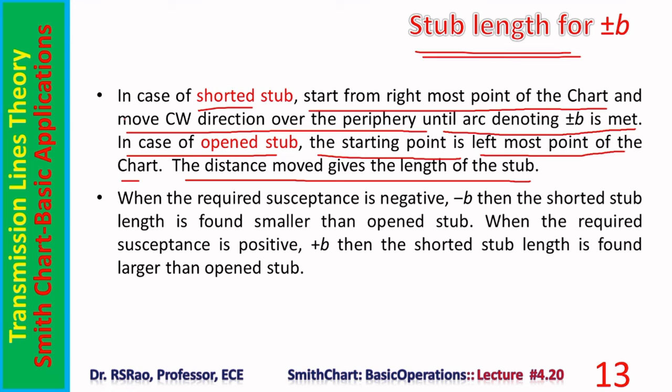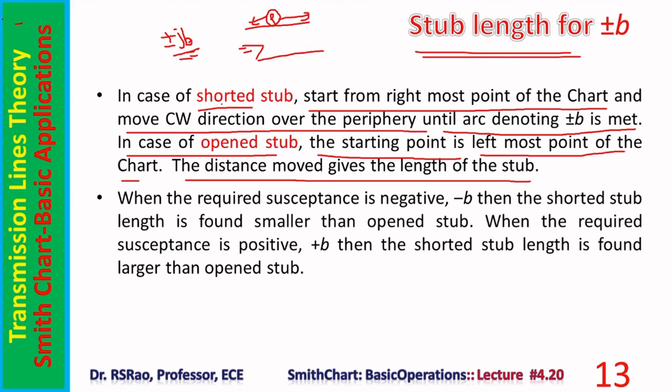Now, before going further, let the problem be made clear. I want a certain susceptance, plus or minus B. This is the susceptance I want to connect to a line, of course, for load matching purposes. This susceptance is simulated using a transmission line. Now the question is, what should be the length of the line whose input admittance is plus or minus jB? This is the question. How do we find the length?